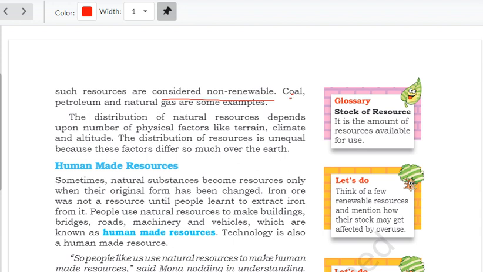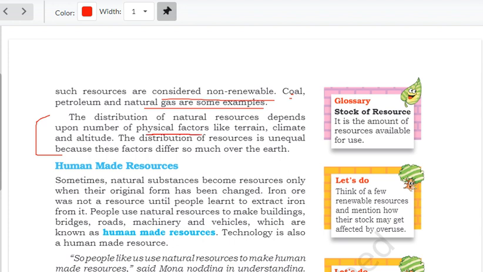Coal, petroleum, and natural gas are some examples. These are non-renewable resources. The distribution of natural resources depends upon a number of physical factors like terrain, climate, and altitude. So, what are the factors affecting resources?